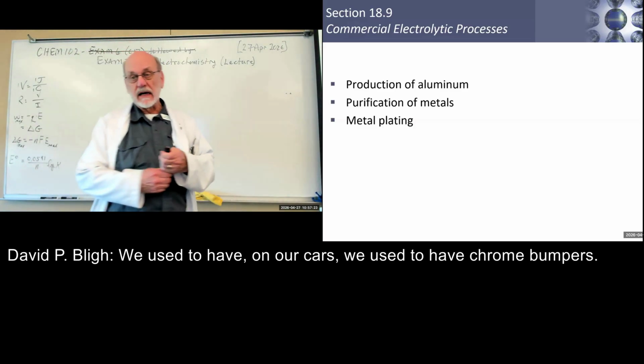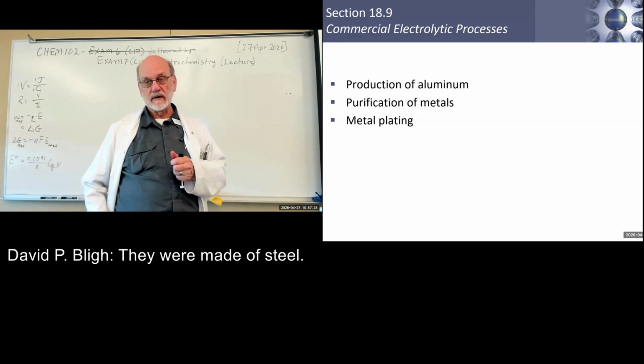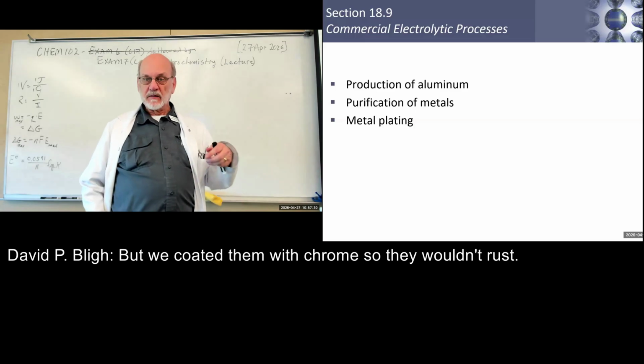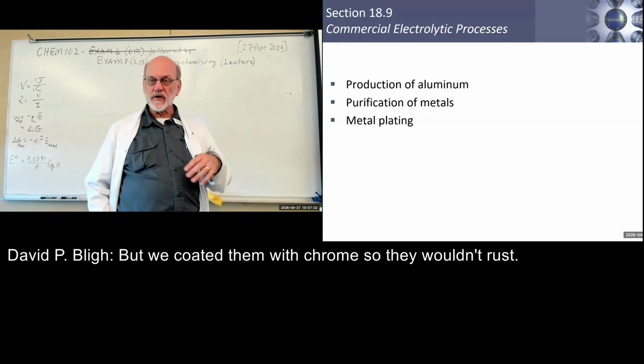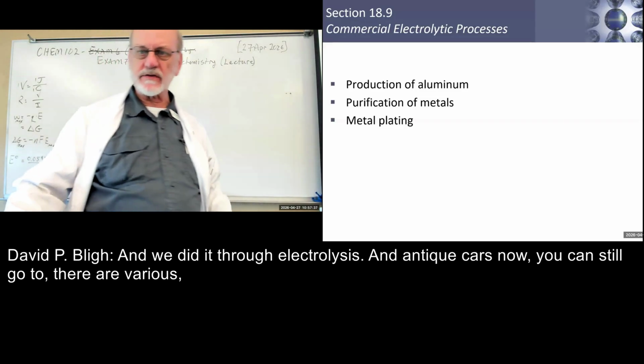Metal plating. We used to have chrome bumpers on our cars. They were made of steel, but we coated them with chrome so they wouldn't rust. And we did it through electrolysis.